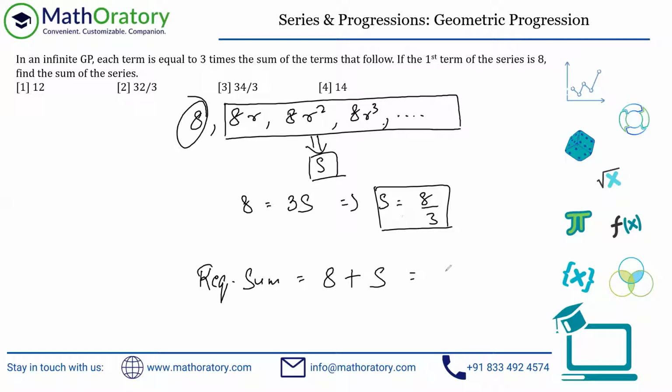And we know S is 8 by 3, so effectively it is 8 plus 8 by 3. Again, you can just solve this and you get the answer as 32 by 3. So this is another method without finding the common ratio.